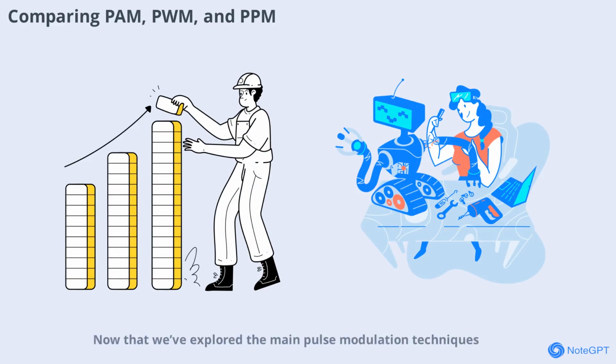Now that we've explored the main pulse modulation techniques, let's compare their key features. PAM is simple but sensitive to noise. PWM offers better noise immunity and efficiency, while PPM excels in environments with high interference but requires precise timing. Each method has its own strengths and weaknesses, making them suitable for different applications. Understanding these differences is essential for selecting the right technique for a given communication system.